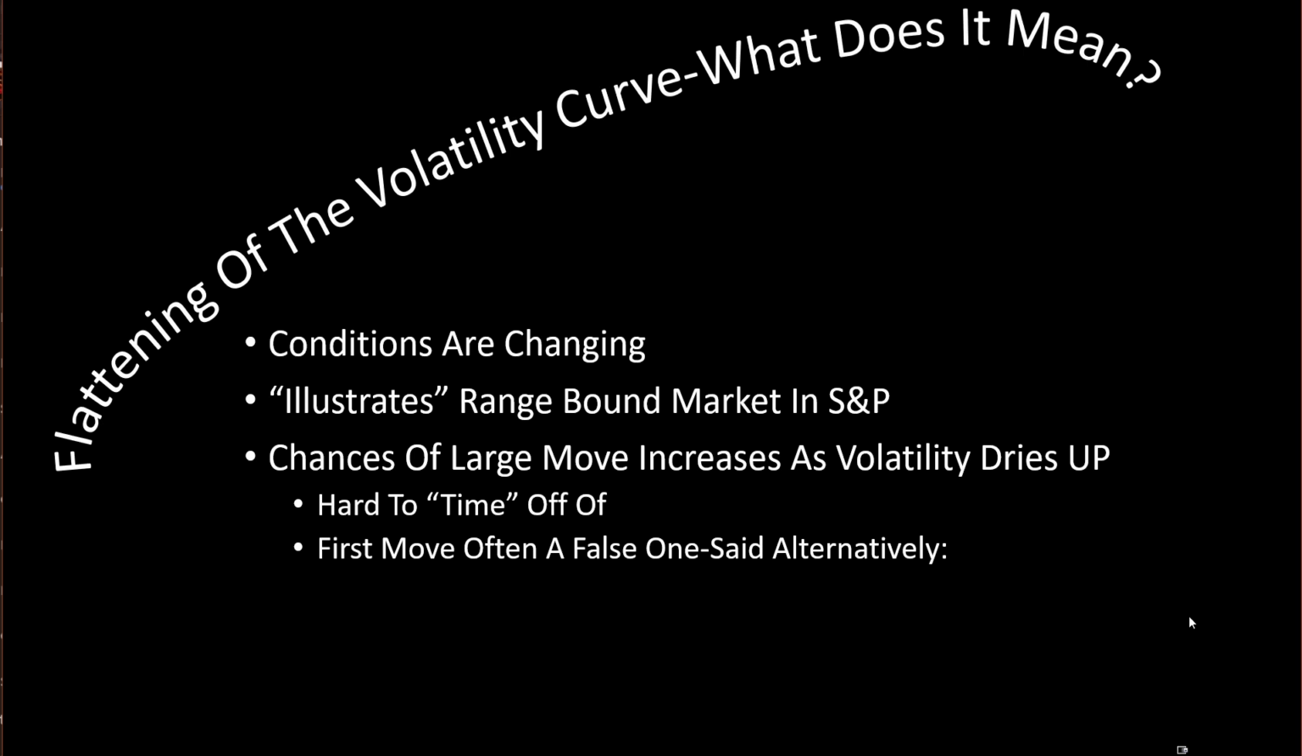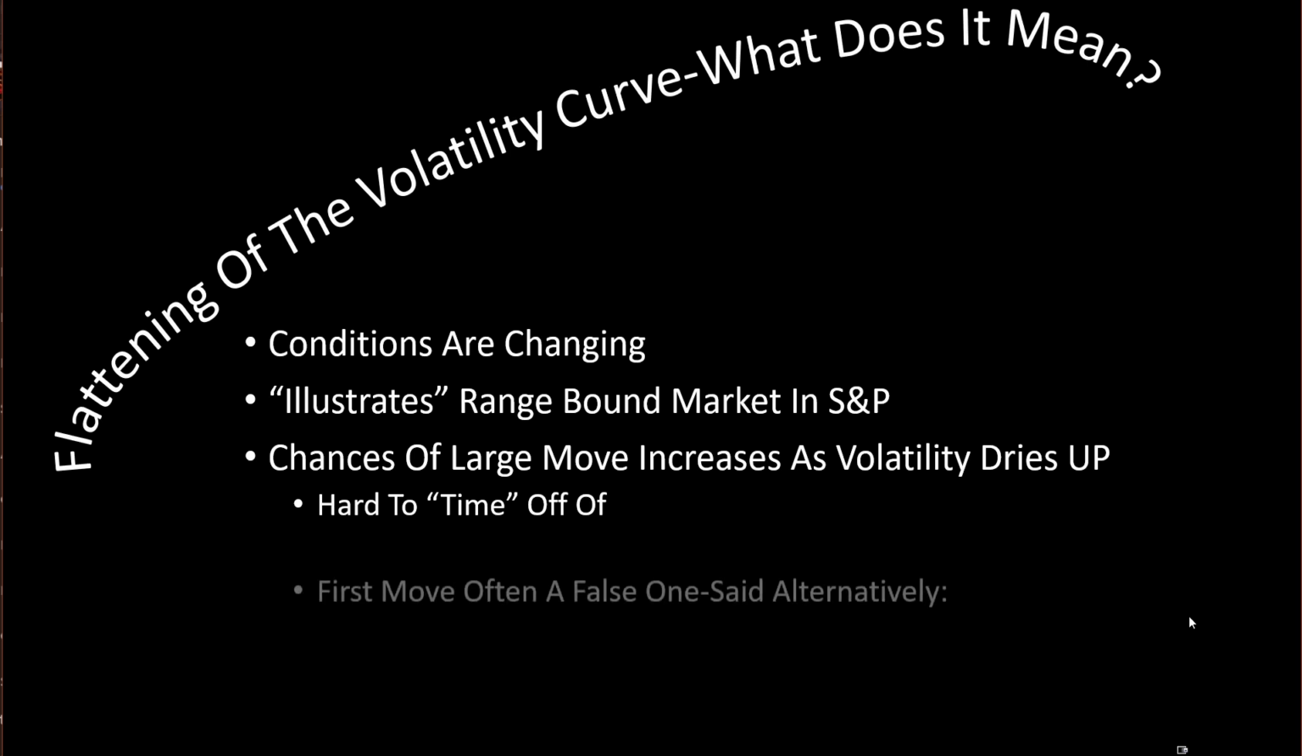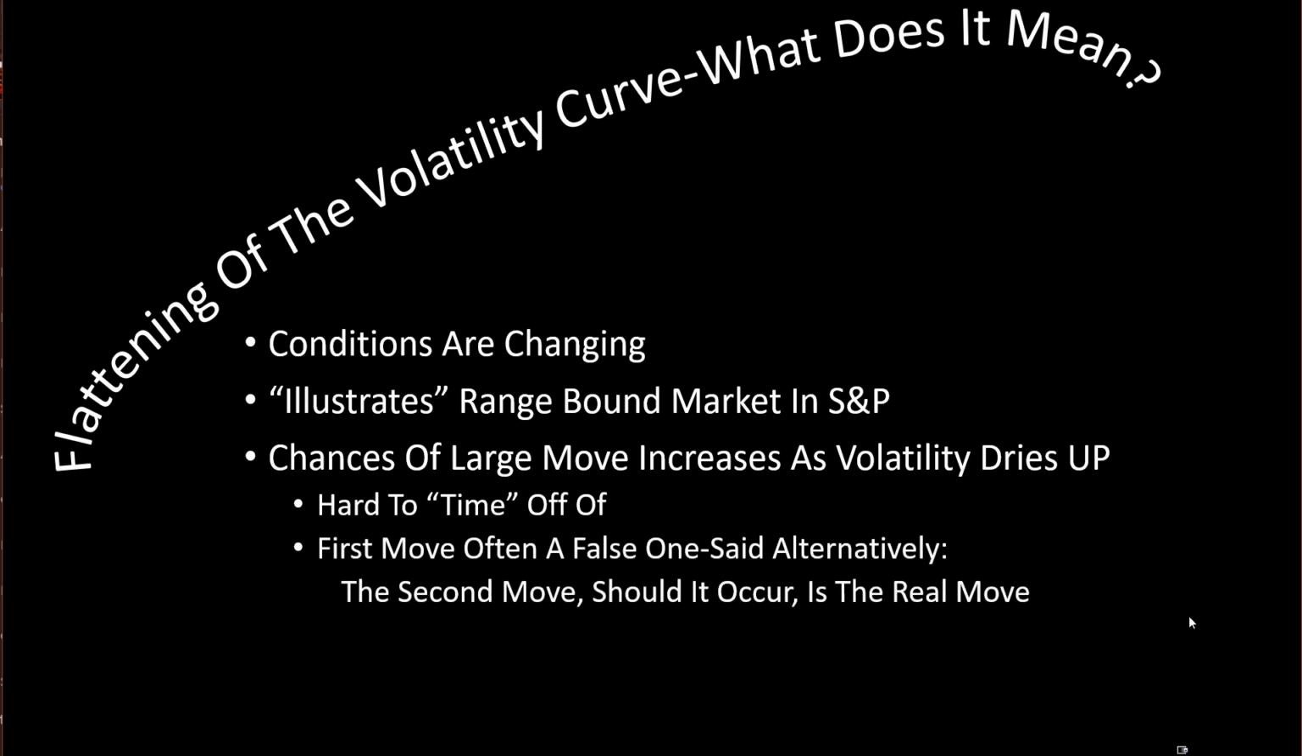Now, the first move is often a false move out of a low volatility situation. So when this volatility dries up even further, and that just keeps compressing and compressing, a lot of times you'll get a big move out, an expansion in volatility. Volatility expands, contracts, rinse and repeat. But sometimes you'll get a narrow range where the volatility begins to dry up. You'll have a big pop, let's say, to the upside, and then it reverses and then takes out the bottom of the range. So sometimes that first move is a false move.